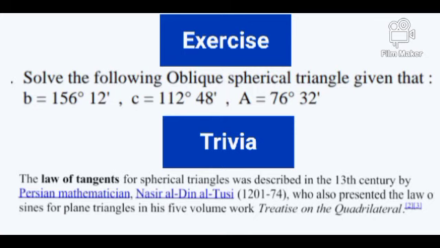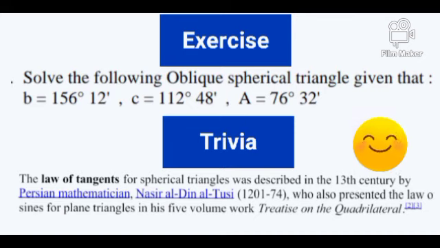For your practice, please try the following exercise. This exercise is for case 1. The given are two sides and the included angle. Solve the following oblique spherical triangle given that small b equals 156 degrees 12 minutes, small c 112 degrees 48 minutes, and the included angle capital A 76 degrees 32 minutes.